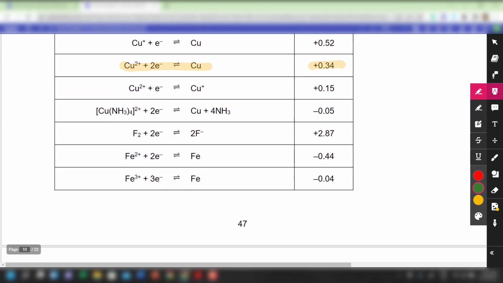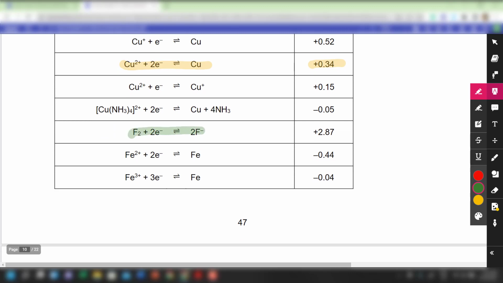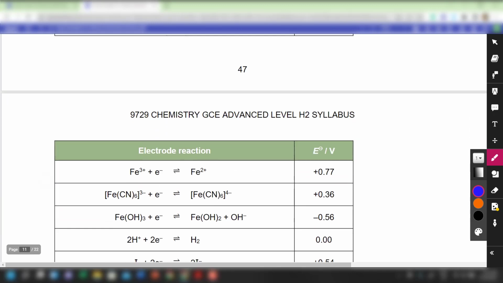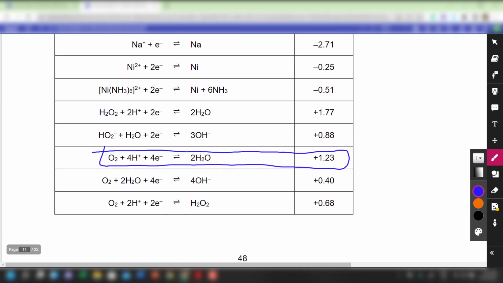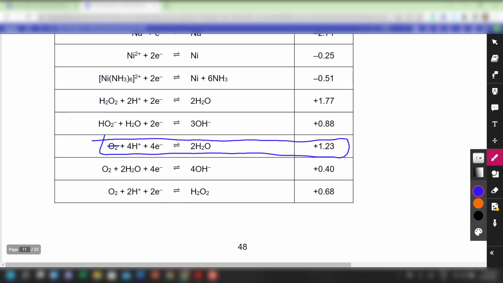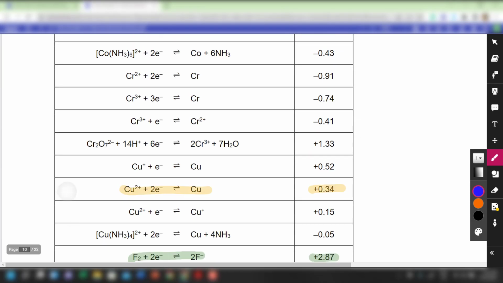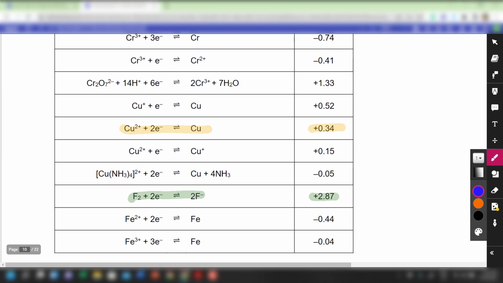For the anode, we have fluorine-fluoride, which is a whopping 2.87 volts. Fluorine is a very powerful oxidizing agent, so to oxidize fluoride is a near impossible task. Then it'll be the same thing here with oxygen-H2O, which is 1.23 volts. Oxygen-H2O is less positive than fluorine-fluoride, which is a whopping 2.87 volts.